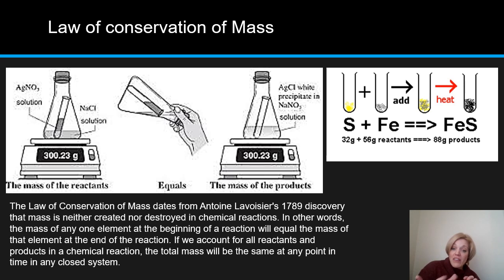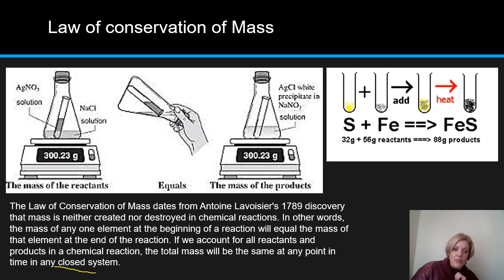Then we have the other example I've added here, and you guys have all done this in grade 8. It's the sulfur and iron practical. You have two completely different elements, and they come together and form a new solid that isn't magnetic. And here again, 88 grams of product, whereas before we had the same amounts. So it's very important that you realize the total mass of the reactants and the products in a chemical reaction will be the same at any point in a closed system. The closed system part is the most important section here, guys.